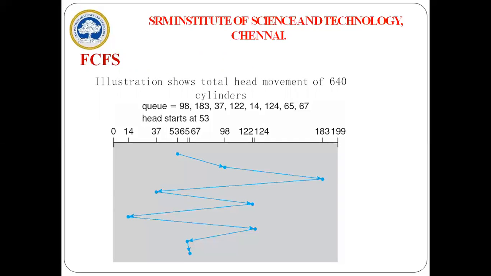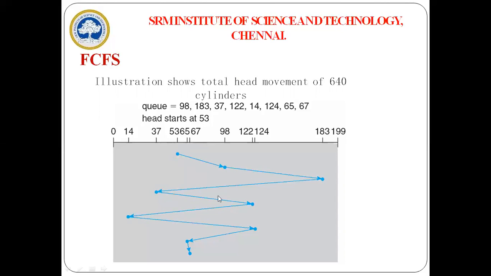First come first serve, the name itself says it. Whichever requests come first, we are going to give the service to those first. For example, take this queue: 98, 183, 37, 122, 14, 124, 65 and 67. So this is your input request queue. Here our head starts at 53. Which request is coming first? Here 98. So directly the head is going to be moved from 53 to 98, then 183, then 37.